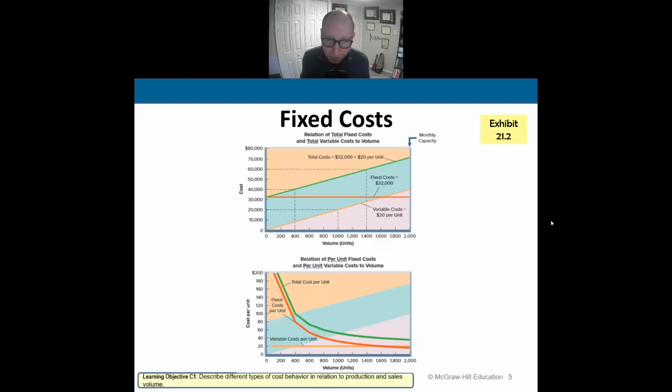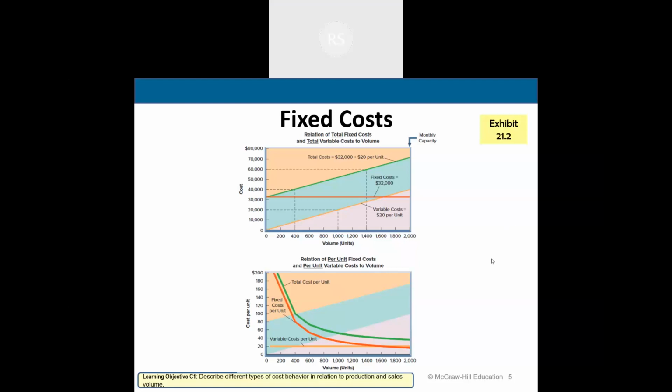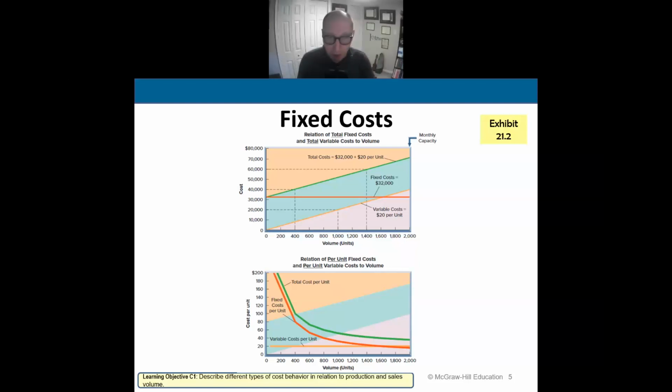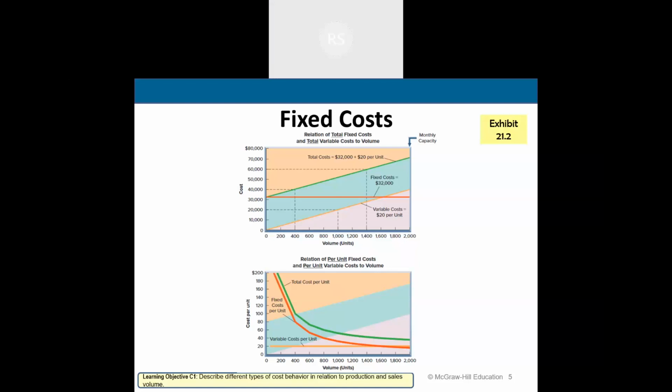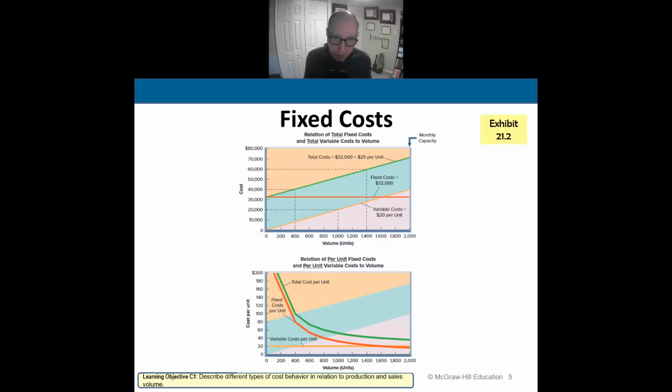Okay, yeah, that's what I was gonna ask. Okay, so that means that the more units that you make, the lower the fixed cost. That's right. But it's the fixed cost per unit. Yeah, that's what I'm saying, per unit. So the more units I produce, the lower my fixed cost per unit is.